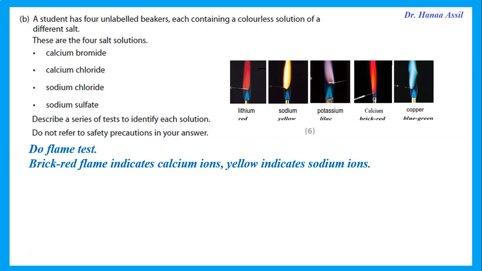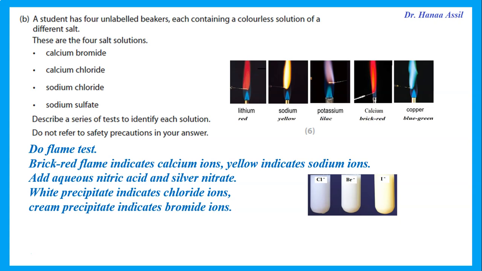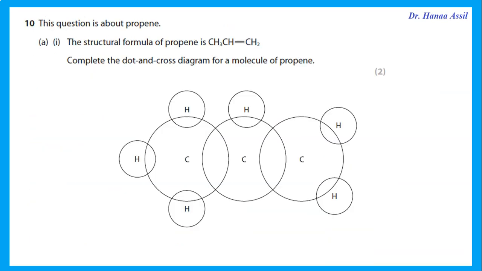Then I want to distinguish between what? Chloride and bromide. So in this case, I add aqueous nitric acid and silver nitrate. For the chloride, we get white precipitate. So if I get a white precipitate, that indicates chloride. If I get a cream precipitate, that indicates bromide. Now, how do I test for sulfate? You should know, add aqueous nitric acid and barium nitrate or aqueous HCl and barium chloride. In both cases, if we have a sulfate, we should get a white precipitate.